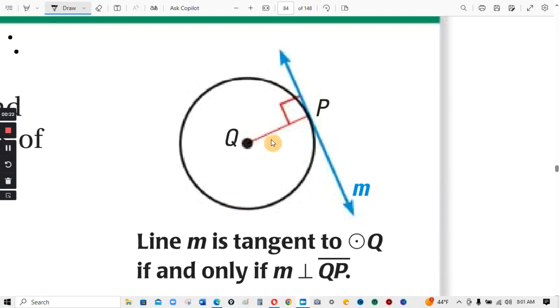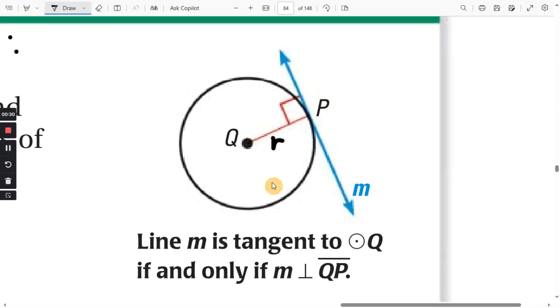So right here we have a circle. Q is the center, and this line right here is the radius. We can call that R. And this blue line right here is the tangent line. The idea behind this theorem is, if this is a tangent line, it has to make a right angle with the radius right at the radius's endpoint that's on the circle. That's point P. The radius and the tangent make a right angle. They are perpendicular to each other.